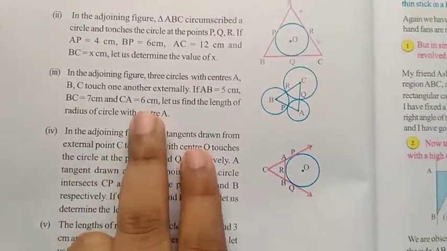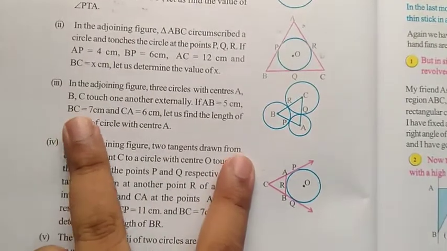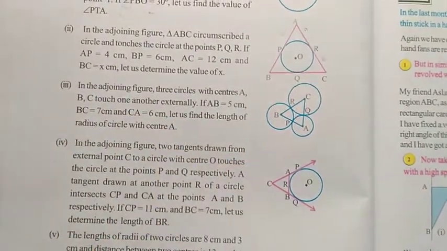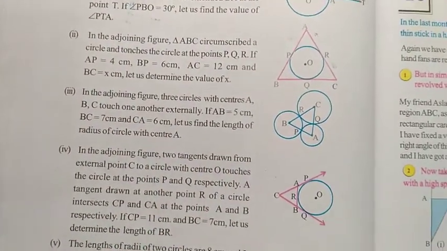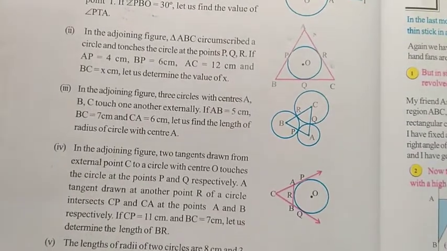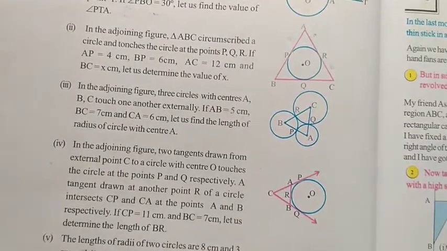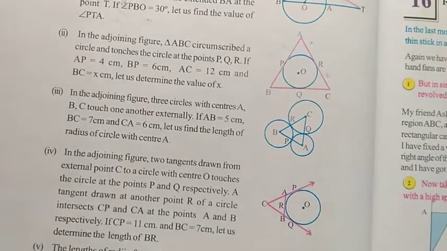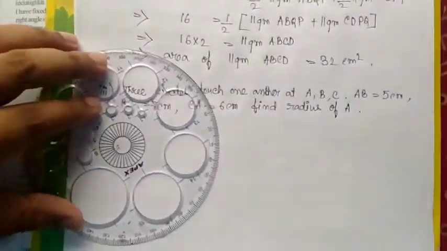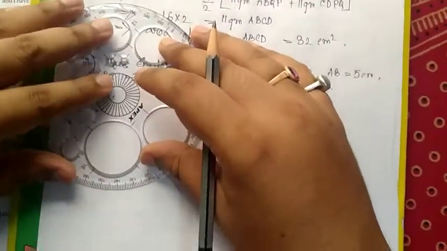In the adjoining figure, three circles with centers A, B, C touch one another externally. If AB equal to 5 centimeter, BC equal to 7 centimeter, and CA equal to 6 centimeter, let us find the length of the radius of circle with center A. So, first of all, we're gonna draw this diagram.